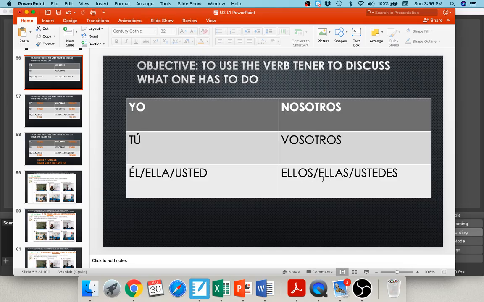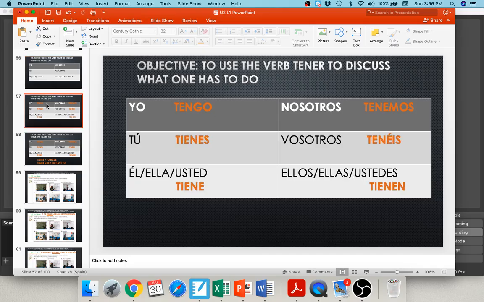Ellos and ellas, both of which mean they. And ustedes, which means you all, used in every country other than Spain. Hopefully you know those. As a recap though, they're there for you. We're going to take this verb tener and conjugate it in these various boxes. So tener is an irregular verb, so therefore you will just need to memorize these conjugations.